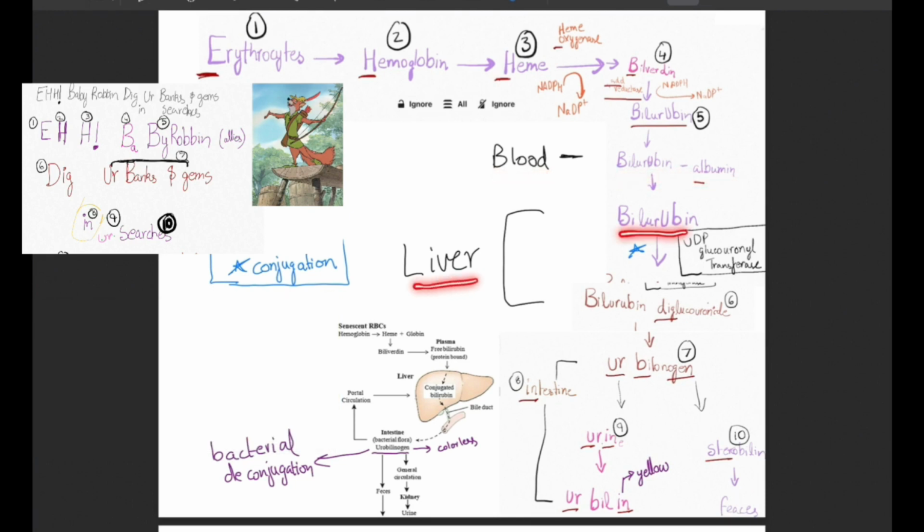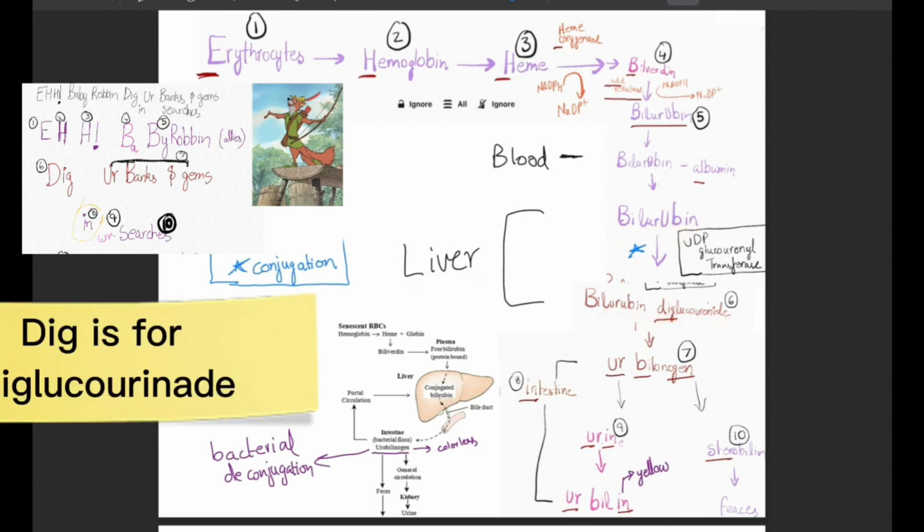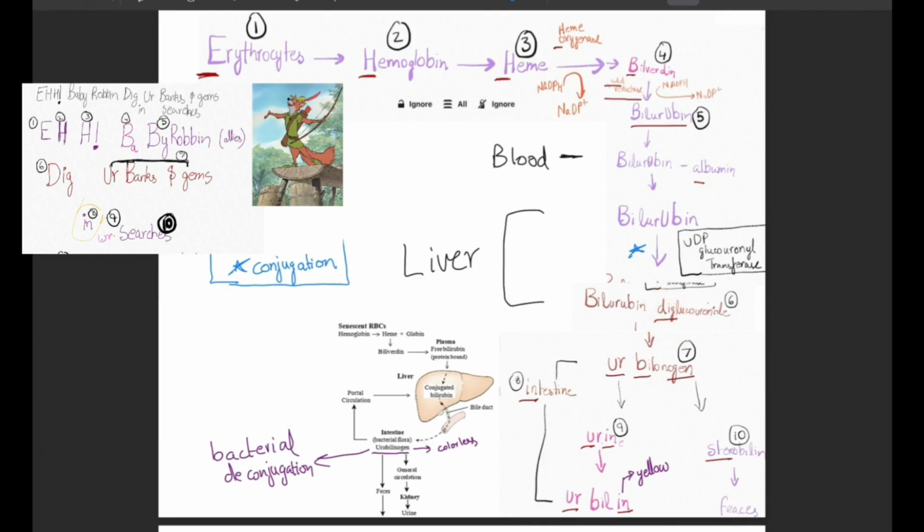When bilirubin enters into the liver, it is converted to bilirubin diglucuronide. So the word dig is for diglucuronide, and this is through the UDP glucuronyl transferase, and this is important for the conjugation. This process is called conjugation of the bilirubin.